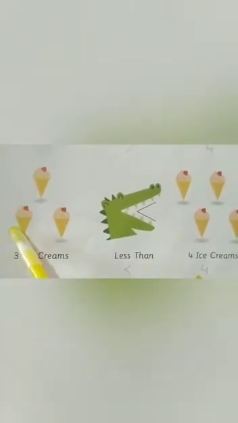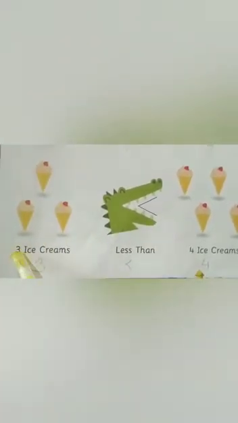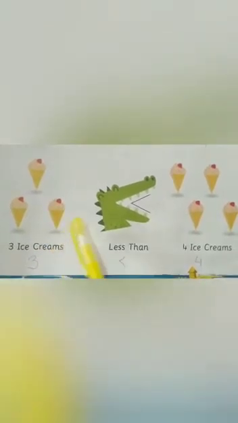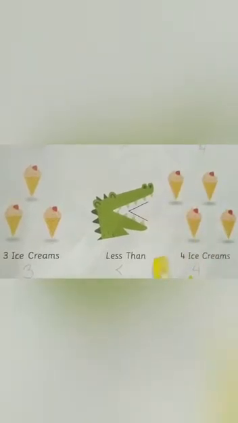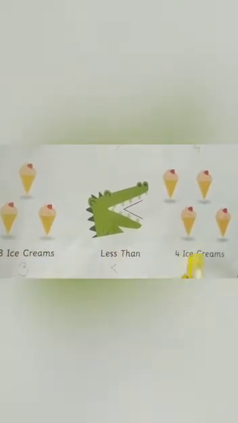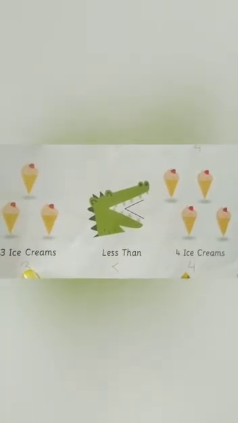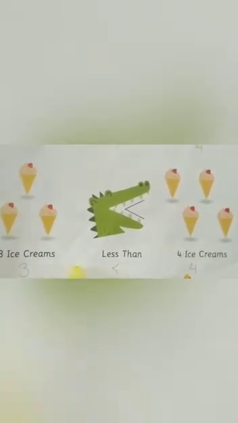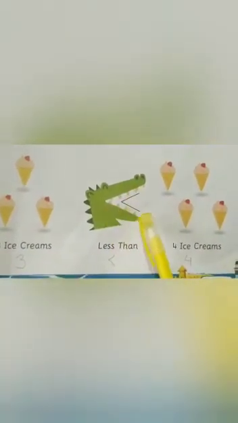Next, count these ice creams on this side. 1, 2, 3. There are 3 ice creams on one side. And on another side, 1, 2, 3, 4. There are 4 ice creams on another side. So you can say that 3 ice creams less than 4 ice creams. You can also write this as 3 less than 4. This is the sign of less than.